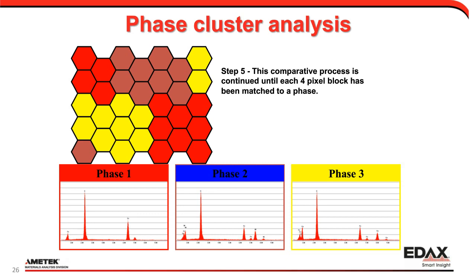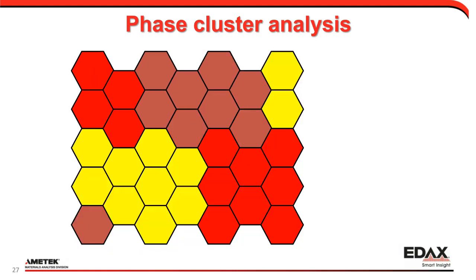Now, again, we have control over the block size, and we also have control over what we call the tolerance level, and we'll talk a little bit about those in a bit. So in the end, I basically get a map like this. It's saying, okay, I have red pixels, I have yellow pixels, I have brown pixels, I have 3 phases.